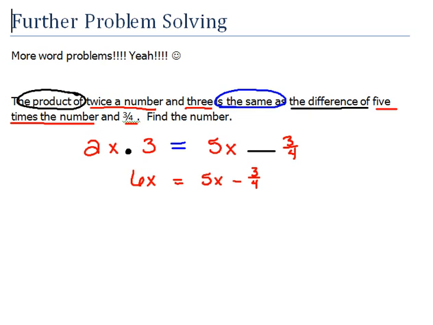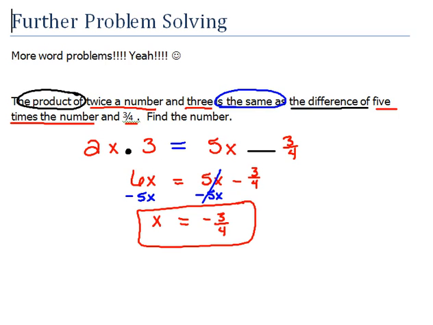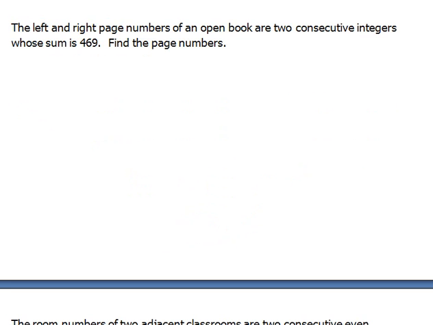I want to get my like terms together, so I need to move the 5x over to the left to collect it with the other x term, which is 6x. So I'm going to subtract 5x from both sides. 6x minus 5x is x. And then on the right-hand side we are left with negative 3/4. So we have found that the number is negative 3/4.